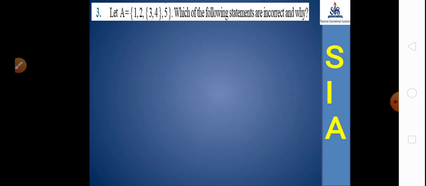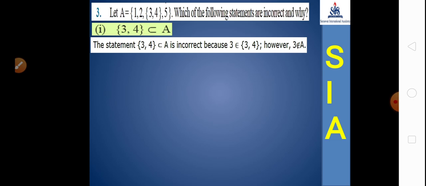Third question. A is given as {1, 2, {3, 4}, 5}. It means {3, 4} is one element only. So in the given set, how many elements? 1, 2, {3, 4} counts as only one, and 5. Means total 4 elements are given. And I just checked the question incorrectly. {3, 4} is a subset of A? No, it belongs to. Next.